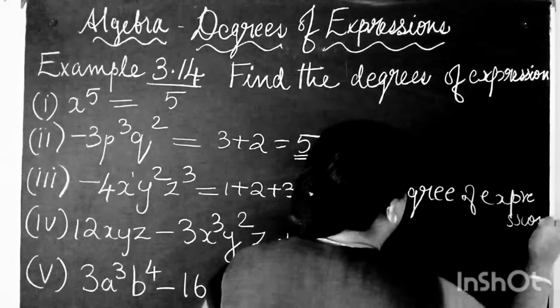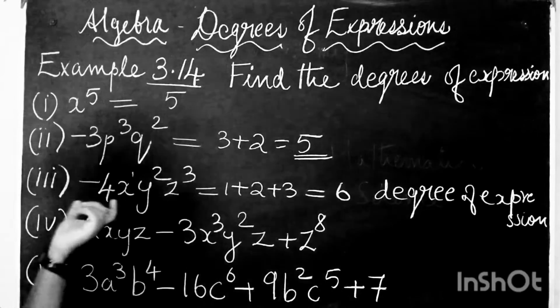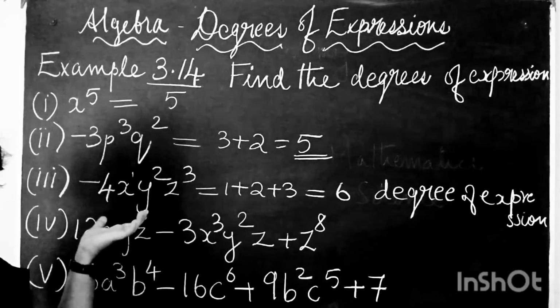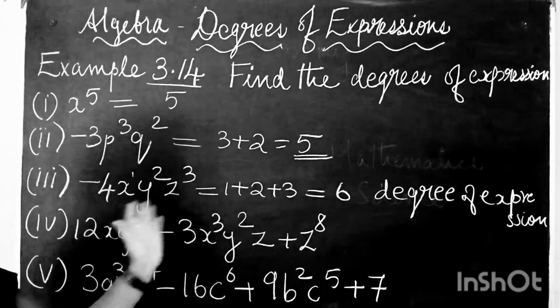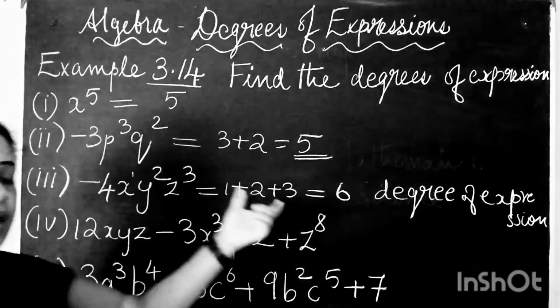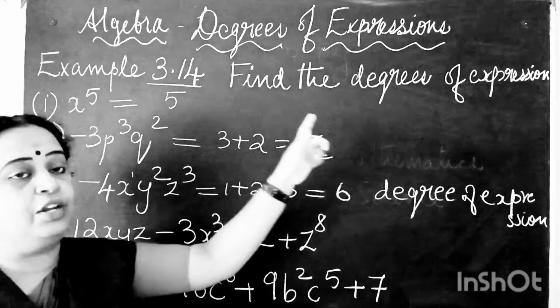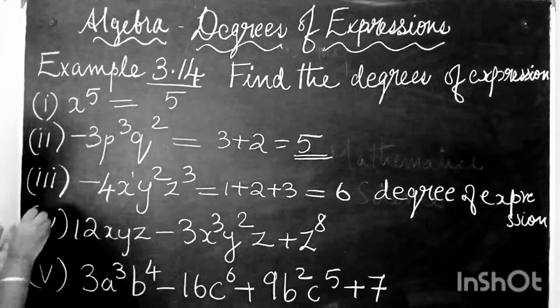Understanding? Yes, very simple it is. You just count the number of powers. If there are 3 or 4 variables, all these variables' powers you just add up. The value you get after adding will be your degree of the expression. Understanding? Now look into this example, the fourth one.